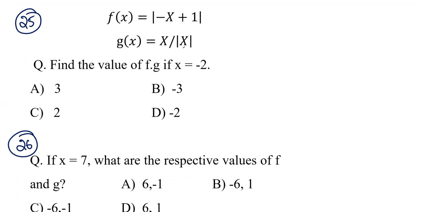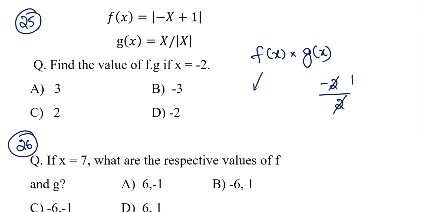Right, so here, if x equals minus 2, f dot g means f of x into g of x. Dot is actually for multiplication, no? So when the x value is minus 2, g of x is minus 1 actually. Minus 2 divided by its modulus, which is 2, we'll get minus 1. g of x is minus 1, whereas f of x is minus of minus 2, see here we have to put minus of minus 2, it becomes 2. 2 plus 1, 3. So 3 times minus 1 will give minus 3.